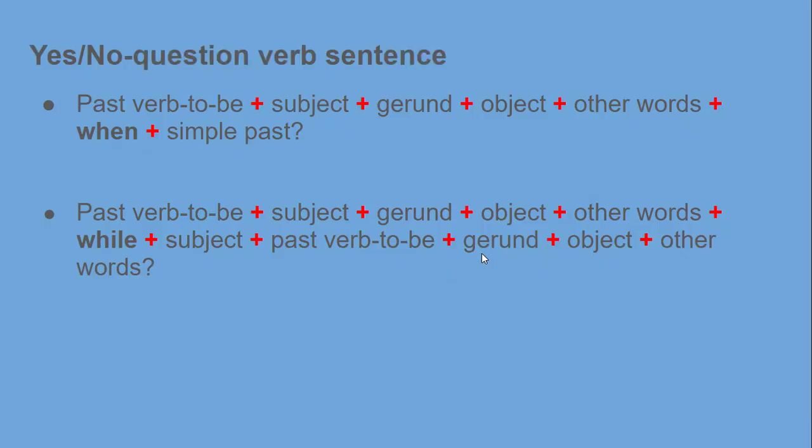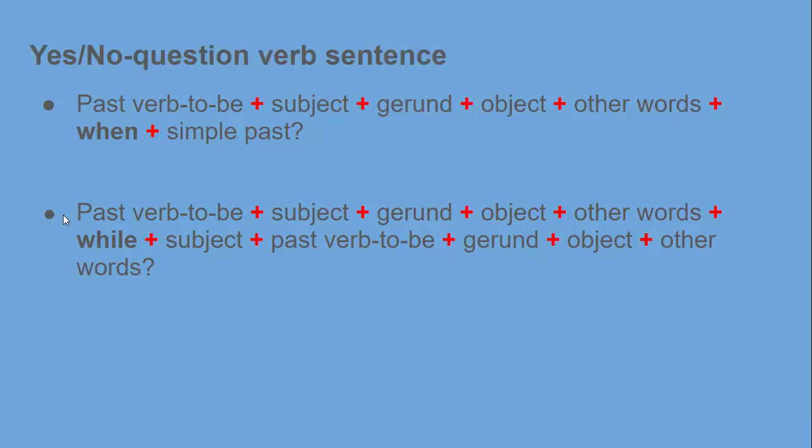Okay? So let's recap. So first, you need the past verb to be to form your yes-no question. Then you need the subject. After the subject, you put the gerund, object, other words, then you put when, and then the simple past sentence. In this case, like I said, the sentence indicates that there was an interruption.